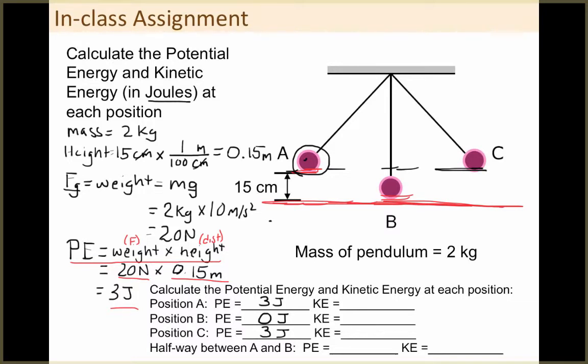Now let's think about our kinetic energy. The kinetic energy is going to be increasing as the potential energy is decreasing. And as the potential energy decreases, kinetic energy should be increasing. And over here, as potential energy is increasing, kinetic energy should be decreasing.